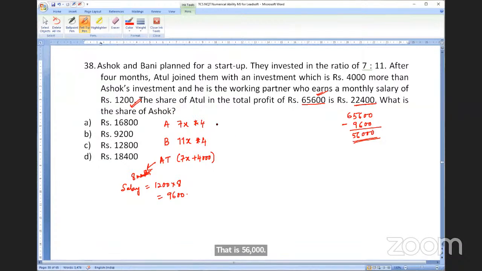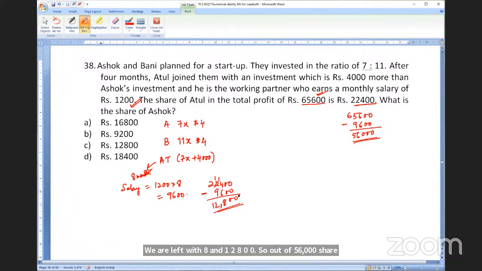Now, we need to see how much is the share of Atul. Share of Atul is 22400, which includes salary also. If we deduct 9600, we are left with 12800. So out of 56,000, the share of Atul is 12800. Clear? That means the proportion that Atul gets is 12800 out of 56,000. Now let us see the proportion.